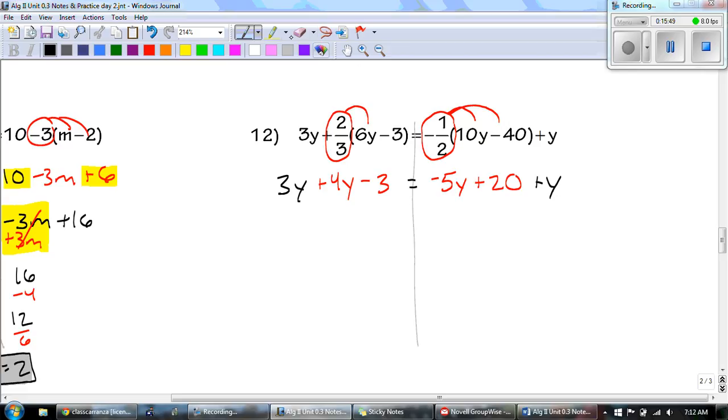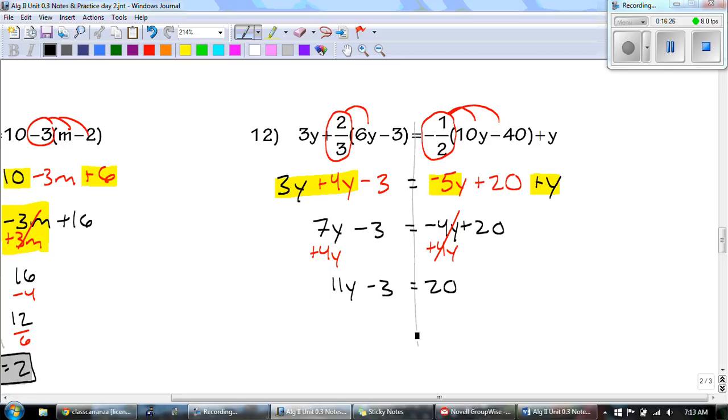That wasn't too bad. Okay, so combine your like terms. We get 7y minus 3 equals negative 5 plus 4 is negative 4y plus 20. We're going to add the 4y to the other side. We get 11y minus 3 equals 20.